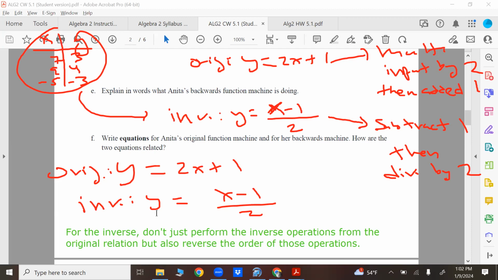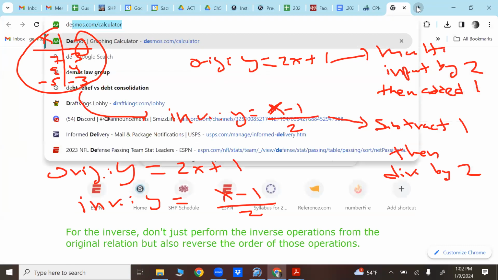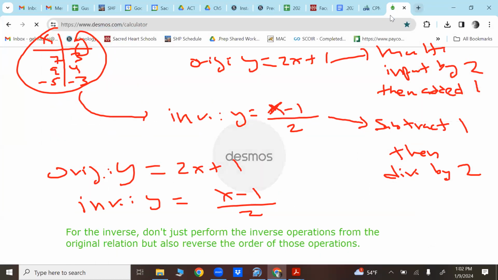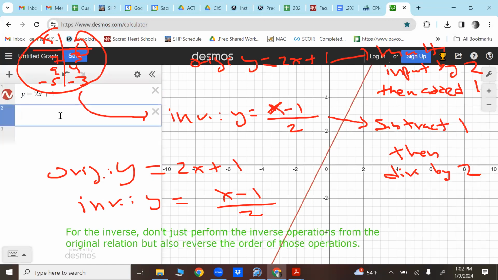Graphically speaking, it's not that hard. Actually, I'm going to go to Desmos right now, so you can see what's happening. It's actually kind of cool. And this is kind of a big deal because we do have to see what's happening graphically as well. So let's go here. Y equals 2x plus 1. Duh, that's just the line, right? Y equals parentheses x minus 1 over 2.